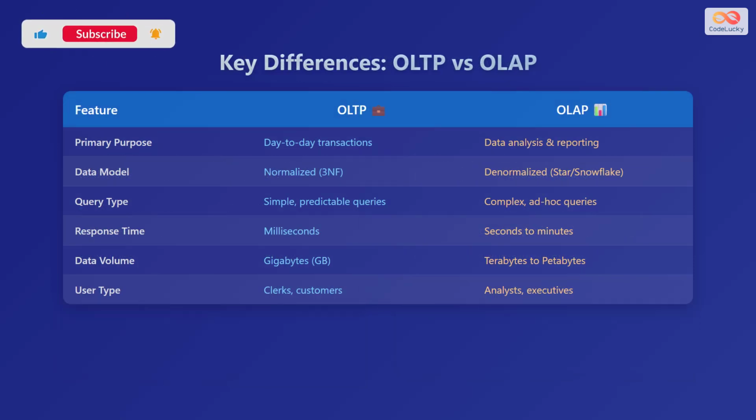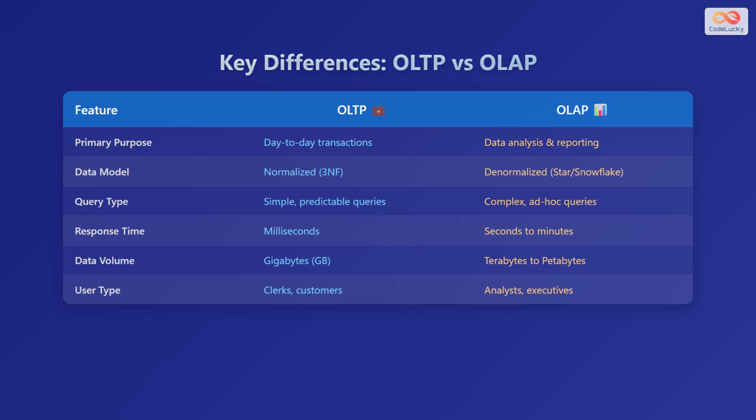Now, let's look at some key differences between OLTP and OLAP systems. The primary purpose of OLTP is to handle day-to-day transactions, whereas OLAP focuses on data analysis and reporting. OLTP systems typically use a normalized data model, often following the third normal form, or 3NF, to minimize redundancy. In contrast, OLAP systems use a denormalized data model, such as star or snowflake schemas, to optimize for query performance.